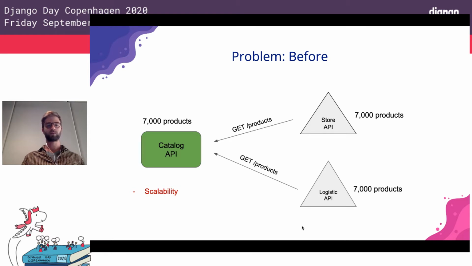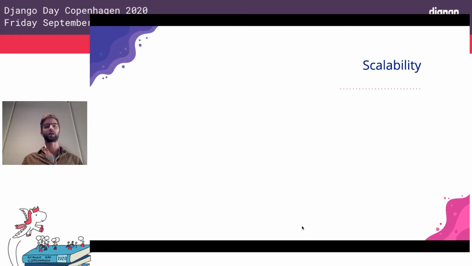Now, there are some problems with this. One of them is scalability, which we'll talk about in a second. Another is resiliency, and another is time to recovery. These were the three main pain points that we were feeling. So, scalability.